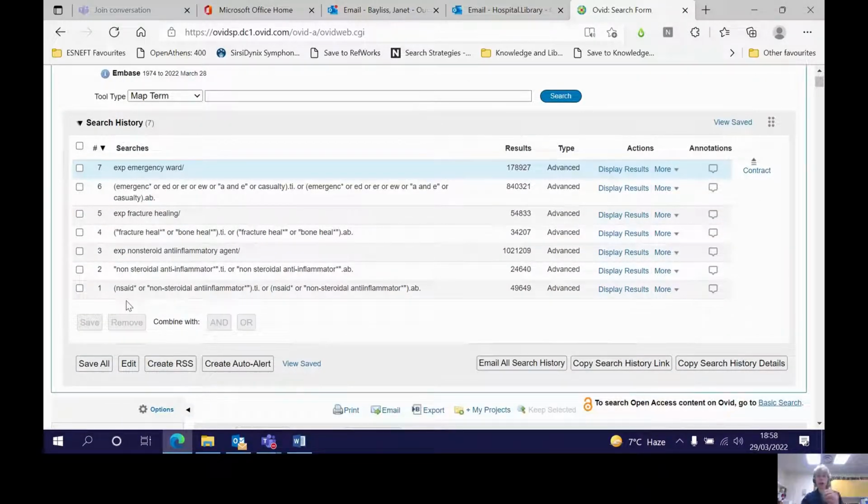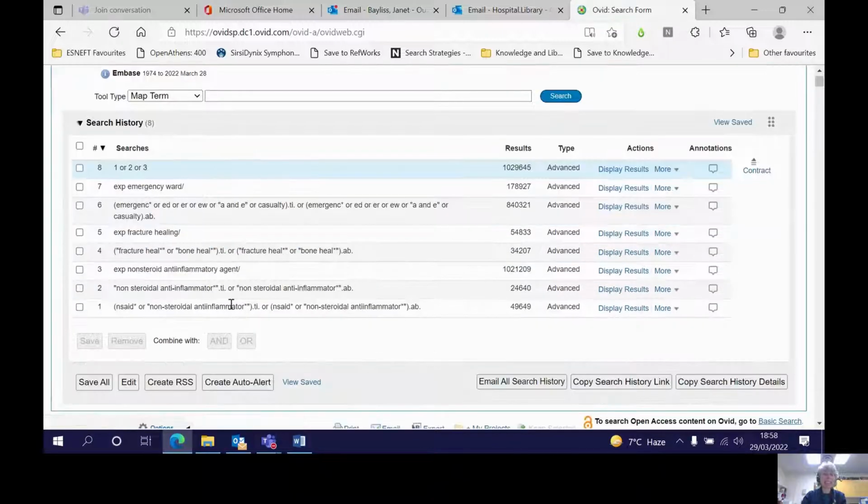Right, at this stage, I've got a search history, displaying there, which has all of the different concepts considered, but they're not combined together. I now need to combine them. The way to do that is to do an OR search on all of the individual lines of search that have got the concepts in common. I'm going to combine all my lines of search on non-steroidal anti-inflammatories. And as you can see, it's a huge result. I'm using the OR search, the inclusive one.